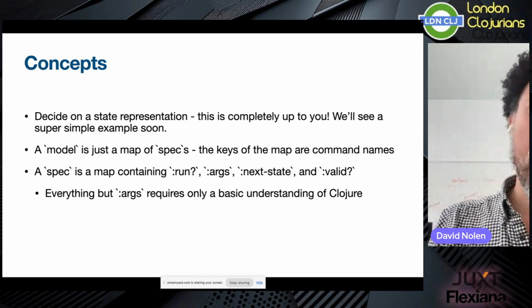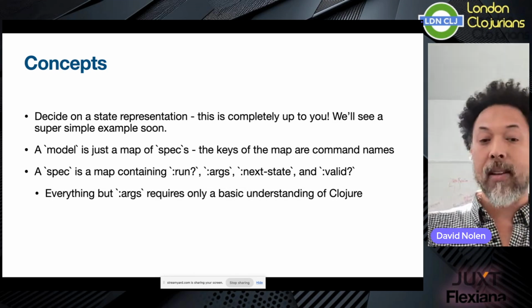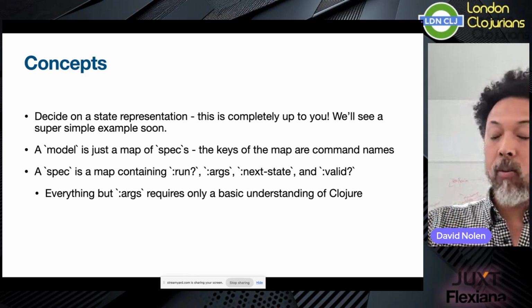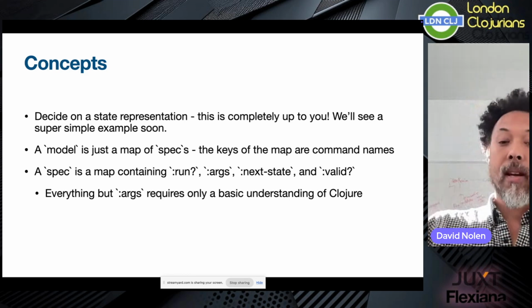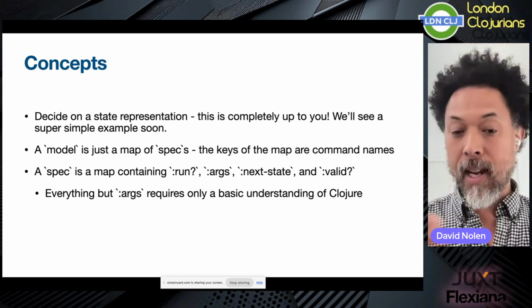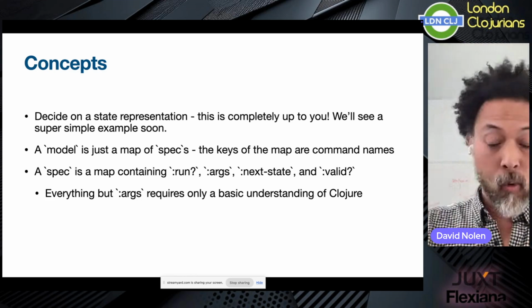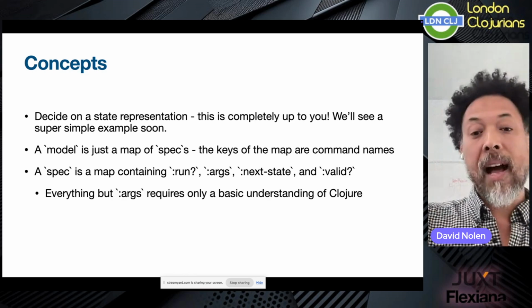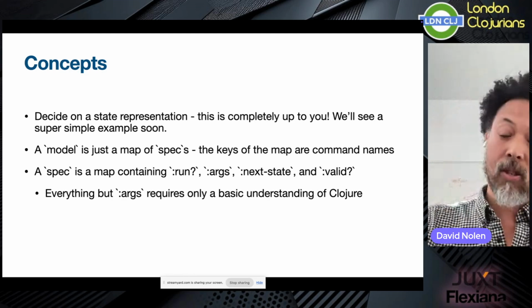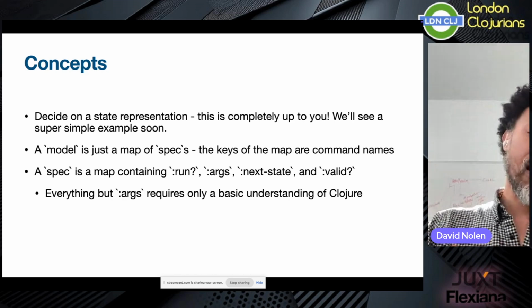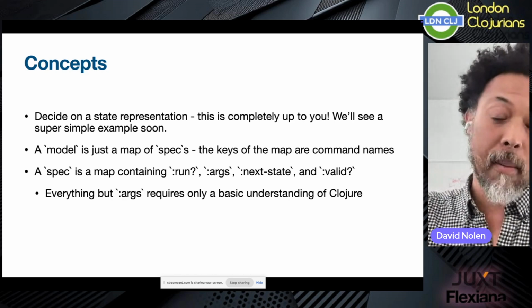Honestly, everything but args requires only a basic understanding of Clojure. Run is only going to look at this simplified model, which might be a set or a map or whatever you decide to represent your state. Next state, you're literally going to take your simple state value and add something or remove something. And then valid is also pretty easy because that just requires looking at the state and saying, well, I can't do the thing I wanted to do because the thing I needed was in the state, but it's not there anymore.